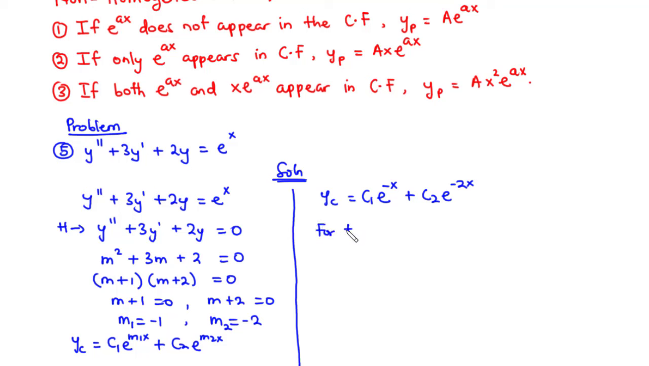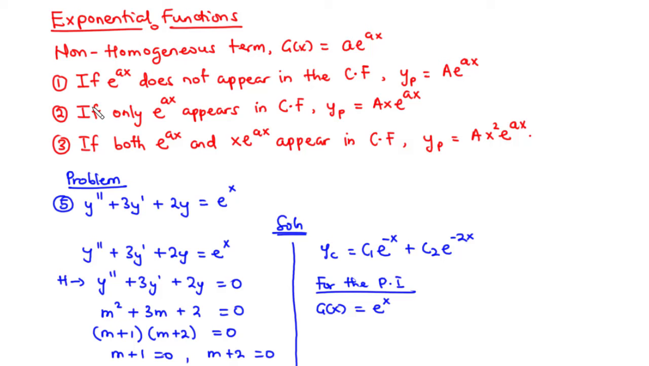So for the particular integral, we have g of x, which is the non-homogeneous term, to be e to the power x. Now we are going to check if we have e to the power x in the complementary function. Here we have e to the power negative x and e to the power negative 2x. So you realize that e to the power x is not found in the complementary function.